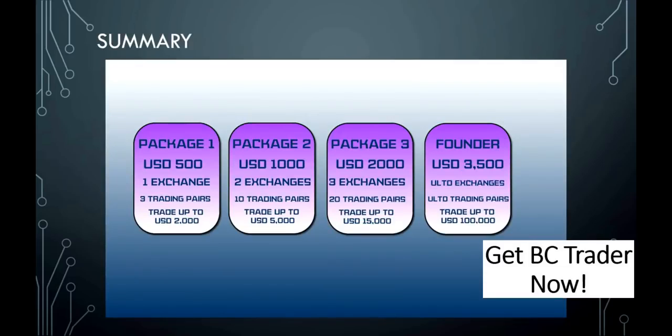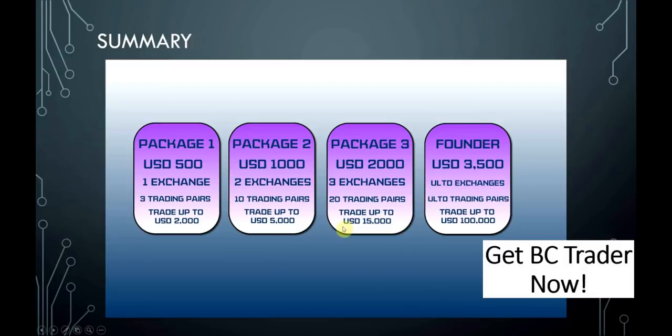All right. So this is a summary. This is a summary of the packages that are being offered. Package 1, 2, 3, and the founder. 500, 1,000, 2,000, 3,500. These are the amount of exchanges. Okay, so this is unlimited exchanges. This is the abbreviation for unlimited. Okay, and it trades up to 100,000 for the founder. So the founder obviously is the most value for money. You can see there's a huge jump from 15,000 to 100,000 here.